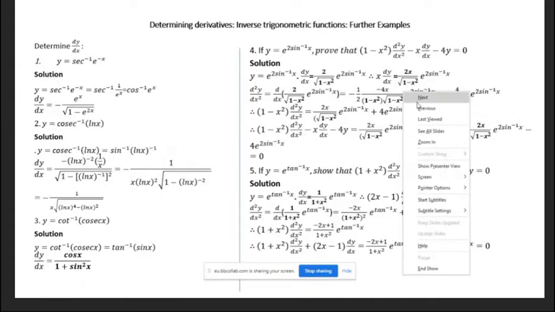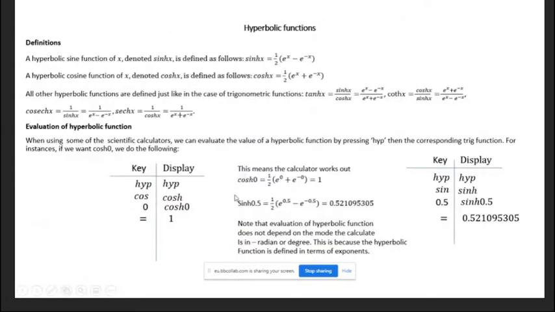Okay, this is where we are now going to continue with the hyperbolic functions. And feel free to take advantage of the fact that you can stop me at any time to ask a question if you have one, right? So what we are going to deal with today is the hyperbolic functions.